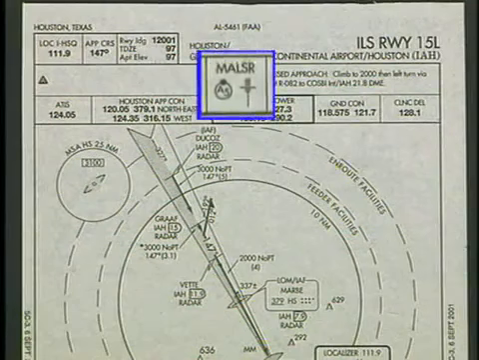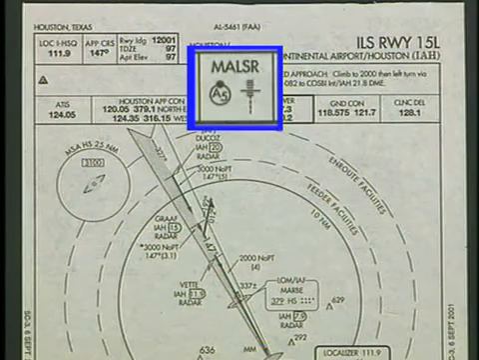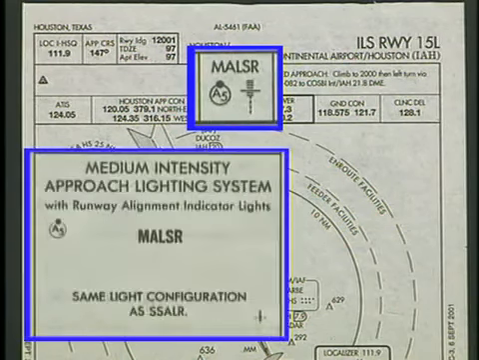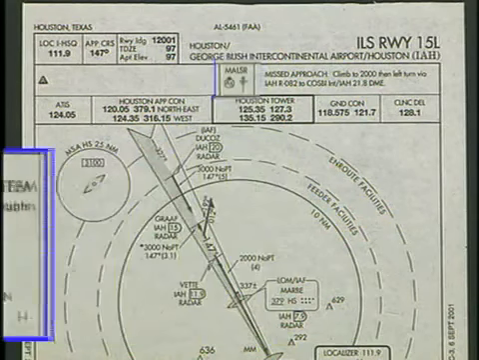The lighting box typically depicts a lighting symbol, the lighting system type, and a circle with a letter and number inside. This particular approach has a MALSR, or medium intensity approach lighting system. You can find symbols and abbreviations in the legend at the front of the book.